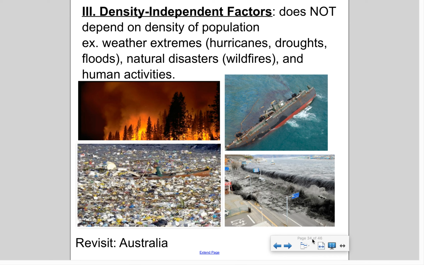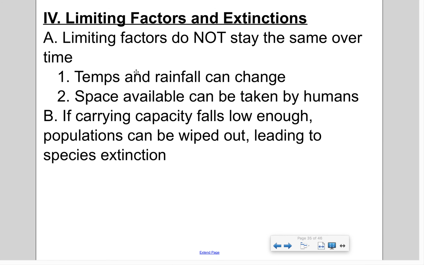And it's very well isolated, so when you bring in organisms, I think this is where I was going, invasive species. When you bring in species that are not native to Australia, yeah, they're going to mess up the ecosystem and the populations of other animals. So, all right, limiting factors and extinction.